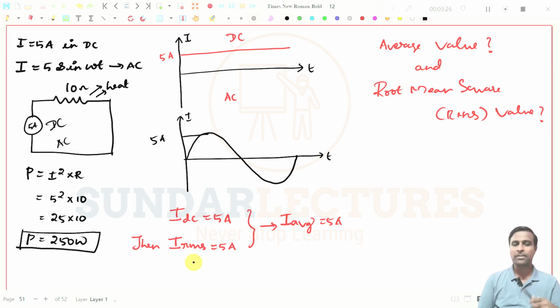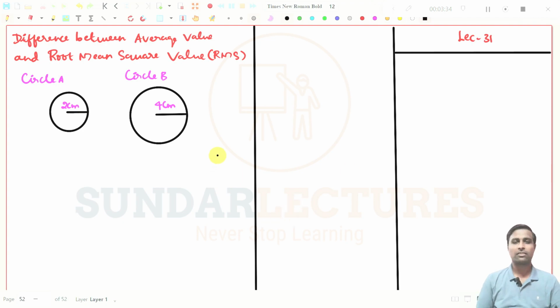Then there comes a problem. What is the average value? What is the root mean square value or RMS value? That is what we are going to see in this lecture. This is the difference between average value and root mean square value. We are not going very technical electrically into this point. We just take mathematics as an example to understand the difference between average value and RMS value. So we have taken two circles, circle A and circle B.